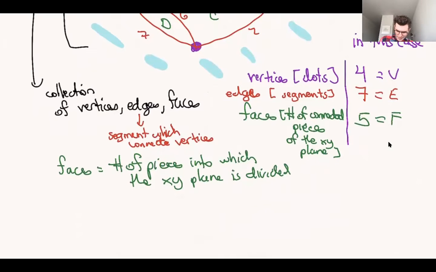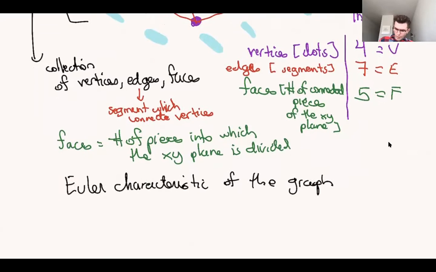So let's talk about what it is, or what really the other characteristic of the graph is. Well, by definition, the other characteristic is the number of vertices minus the number of edges plus the number of faces. Okay. So this combination, the number of vertices minus the number of edges plus the number of faces, we call the Euler characteristic of a graph.